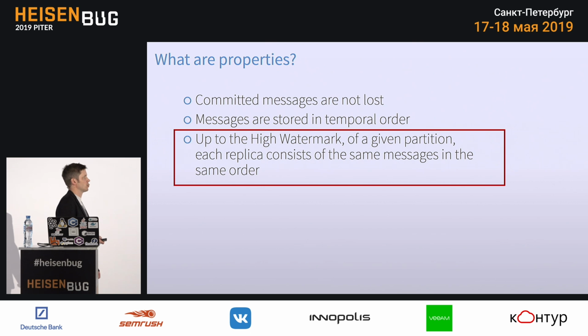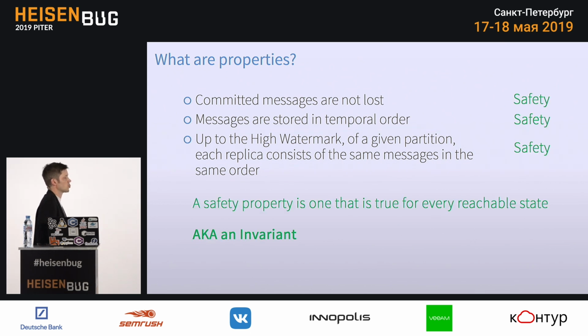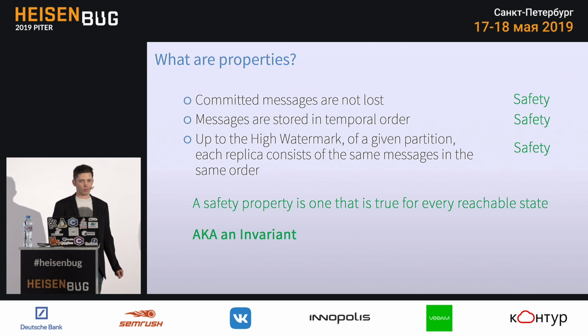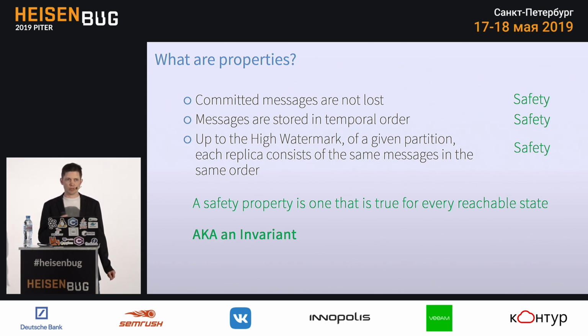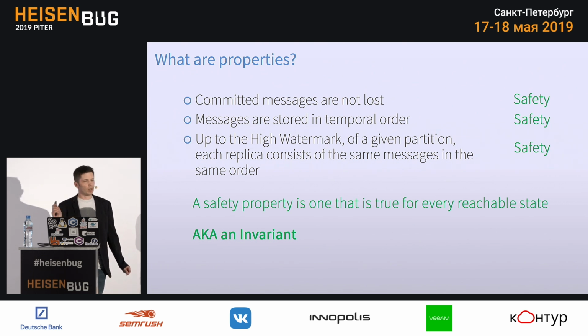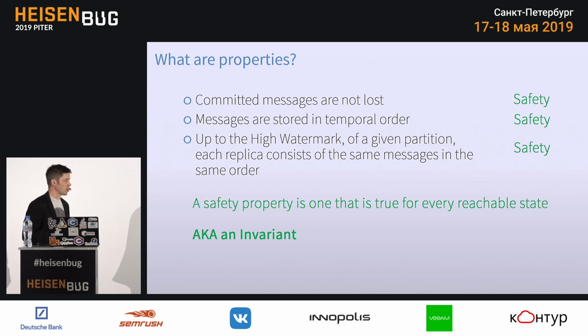Up to the high watermark of a given partition, each replica consists of the same messages in the same order. So that means we cannot have messages 1, 2, 3, and 5 on one, and then messages 2, 4, 6, and 7 on another, if they're both below the high watermark. And these are called safety properties. A safety property is true in every reachable state. So it's something that's always true. So not losing messages is always true. We cannot have a single situation, except total loss of the cluster, where we can lose messages. And this is known as an invariant.